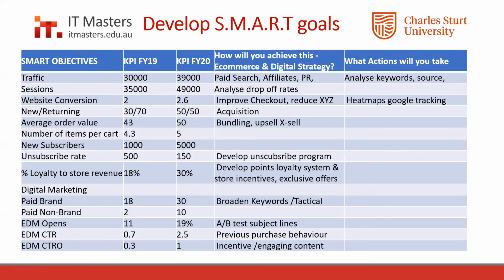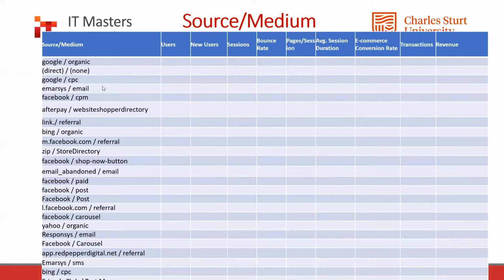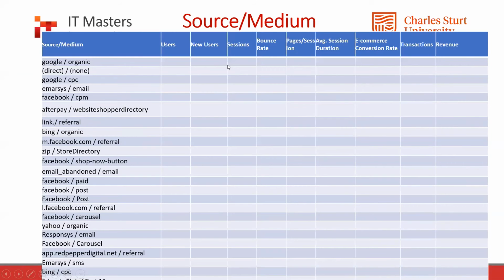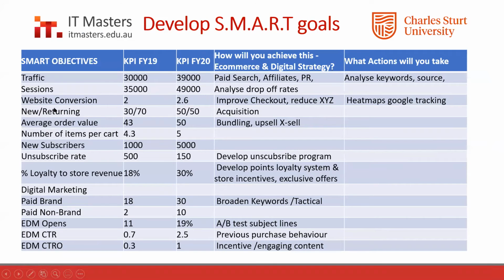If you did the same thing as you did the previous year, it'd probably be less than 30,000. So you need to look at paid search, see what paid search was last year, and decide whether it's realistic, based on the conversion of paid search, that it will contribute to part of the 9,000 additional traffic per month. And what actions will you take? We're going to analyze the keywords and the source, which is what we're doing here. If you read through all of this, it's pretty straightforward.